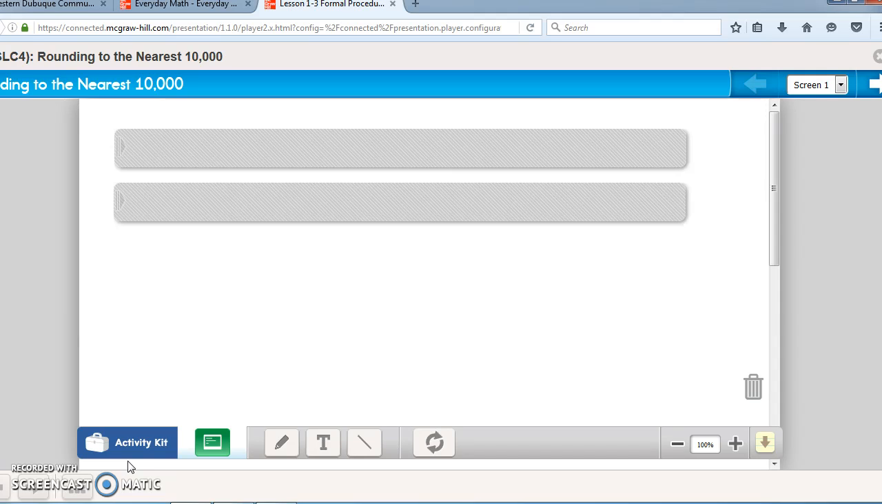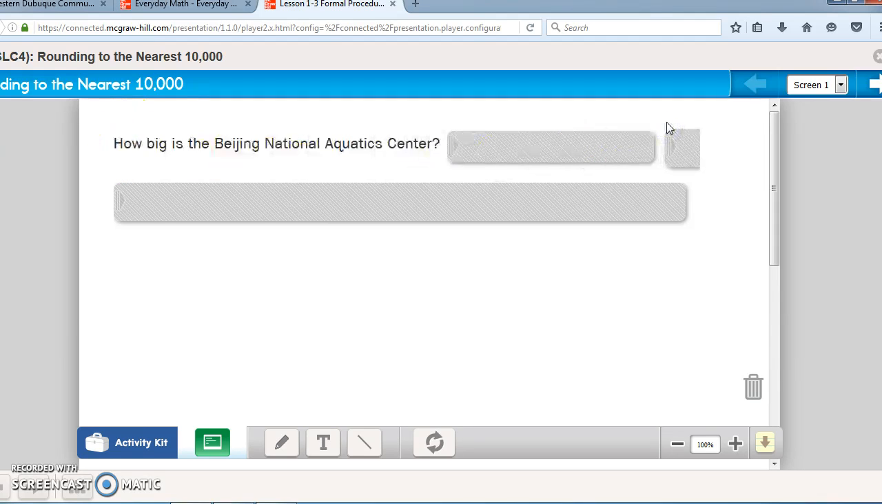Rounding to the nearest 10,000. I want you to look in Student Reference Book, page 280. In there, you should be able to find the answers to the following questions. How big is the Beijing National Aquatics Center? Pause the recording if you need to look at it a little bit longer.